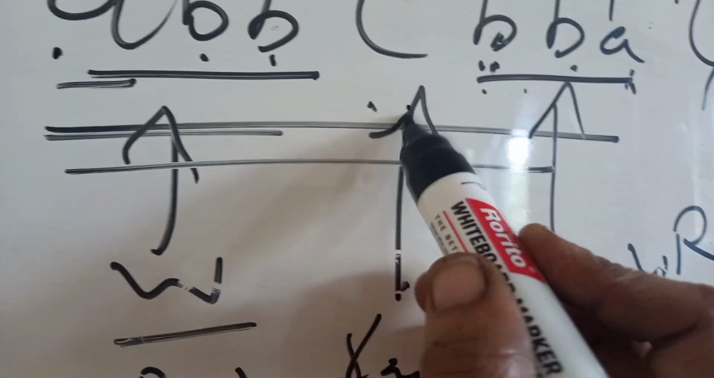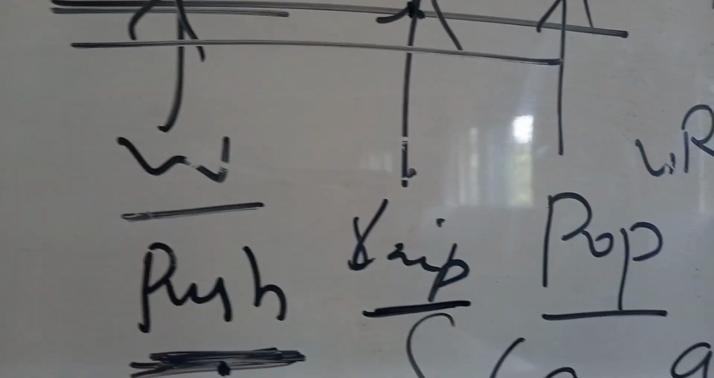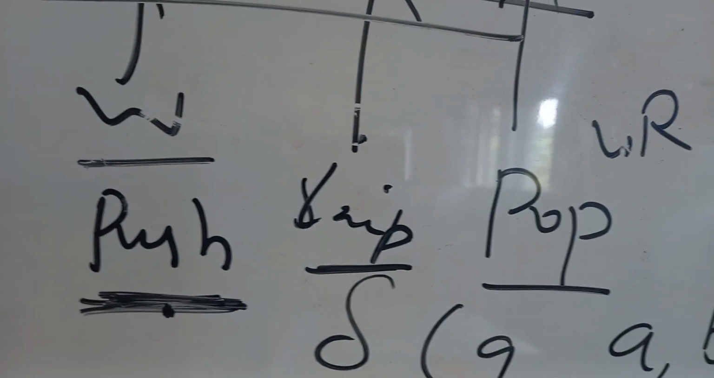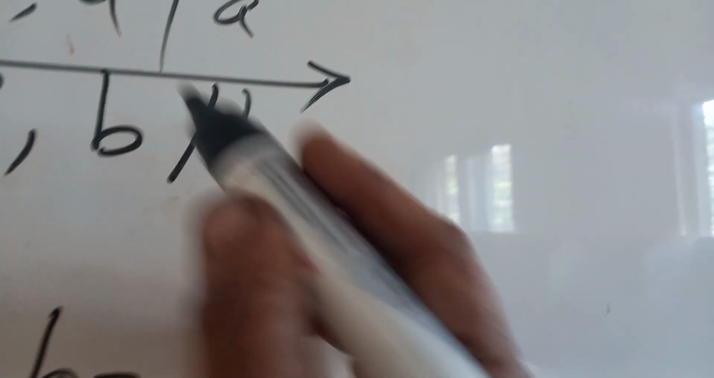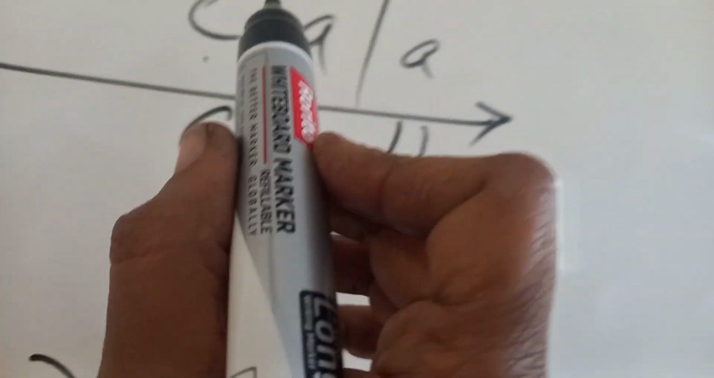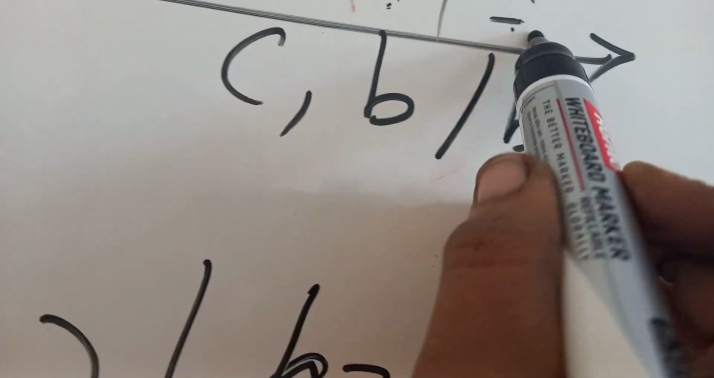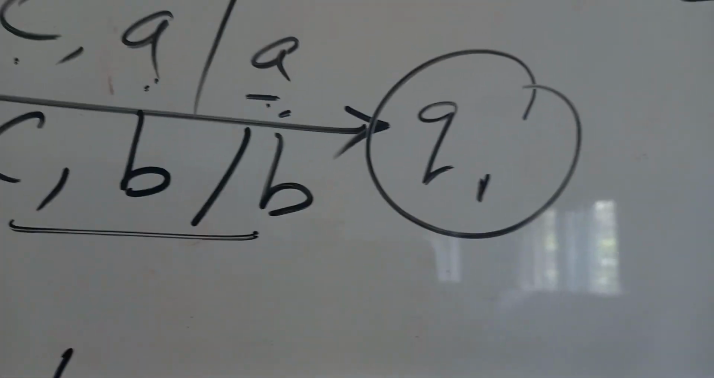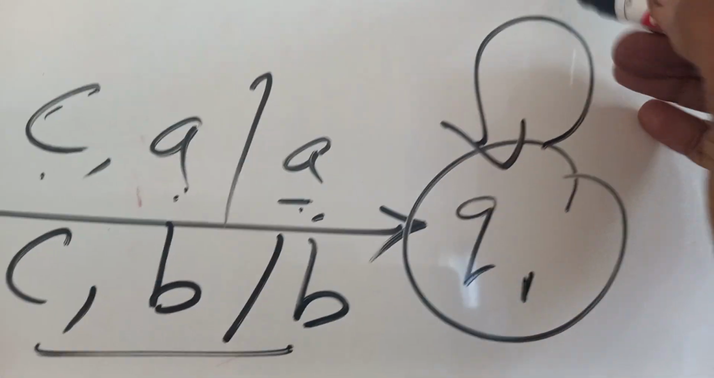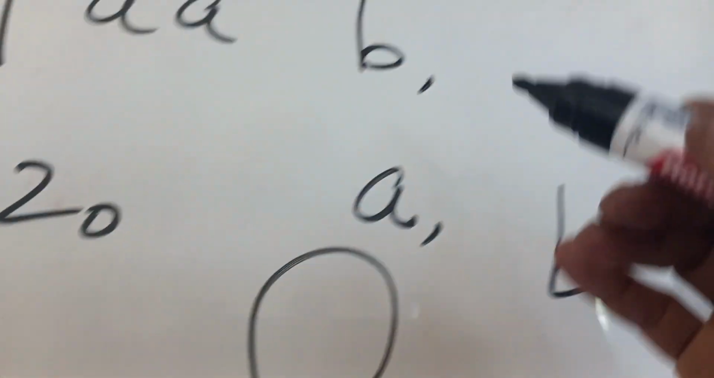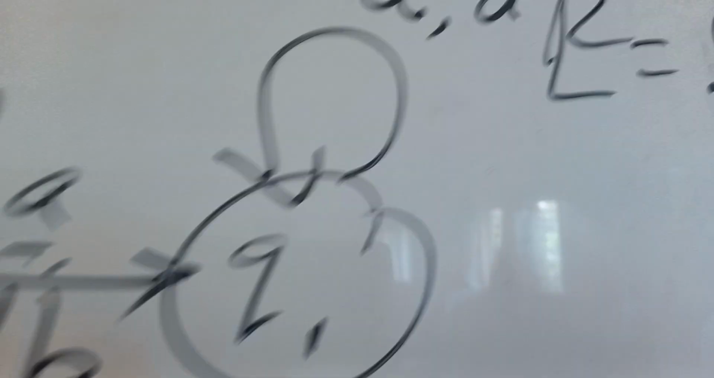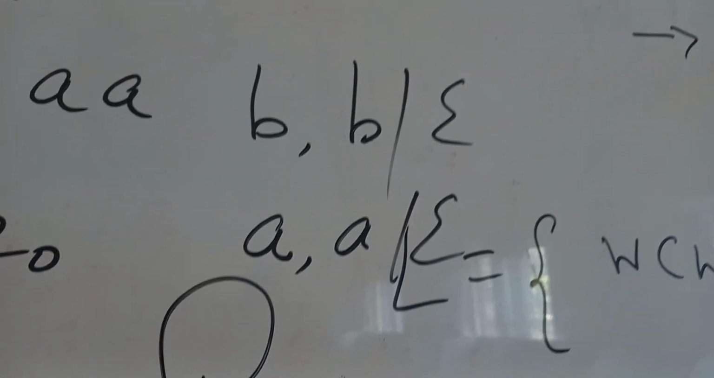And whenever you encounter the C, we are skipping the C value, which means we are not performing either push or pop operation. So if the input symbol is C and top of the stack is A, we will retain that symbol as it is, and for B also. Now we'll move to the next state Q1. In the state Q1, if the input symbol is A or B and the top of the stack is A or B respectively, then you have to perform the pop operation.